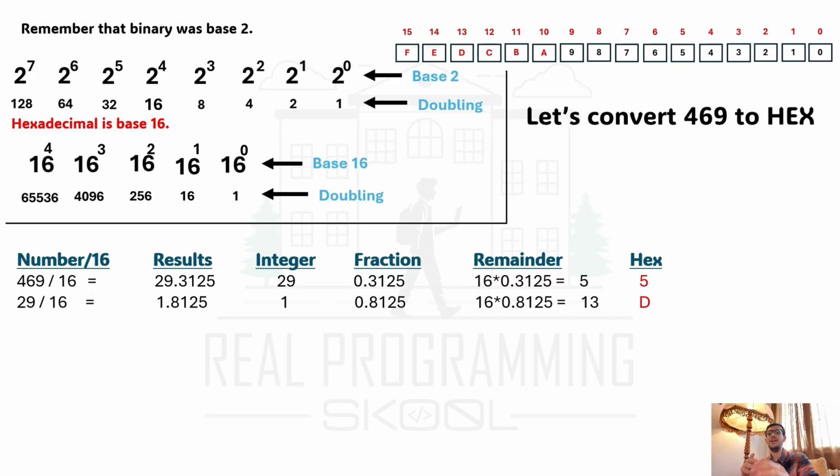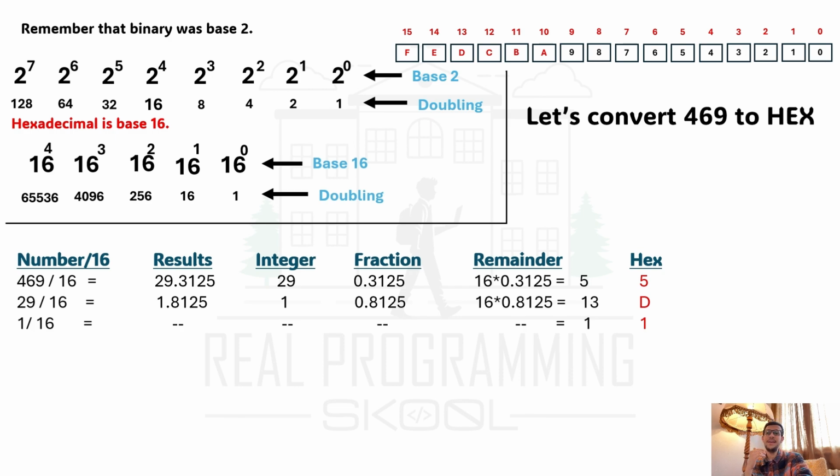All right, now we have 5, 13, 1. From the first math that we did, 469 divided by 16, we get a result and multiply the fraction by 16, which gives me 5. After that, 29 divided by 16 gives me 13. And in the end, 1 divided by 16 gives me 1. So I have 5, 13, 1.